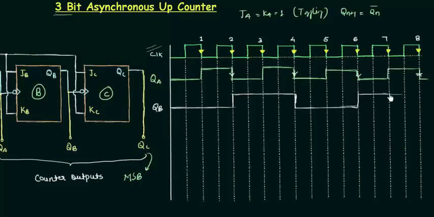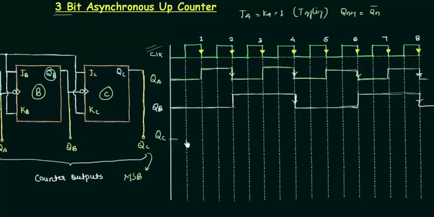Then finally it will go high and then low. So this is how QB will look. Now we can move to the last output of ours, that is QC. And again, we don't have to look at this clock or this clock, we have to see QB, because QB is acting as the clock for the C flip-flop. So we will see these falling edges only.